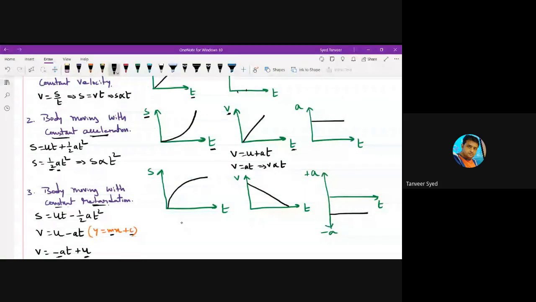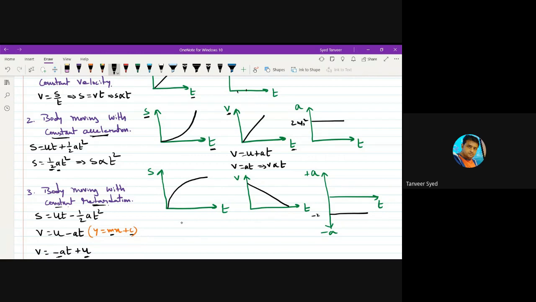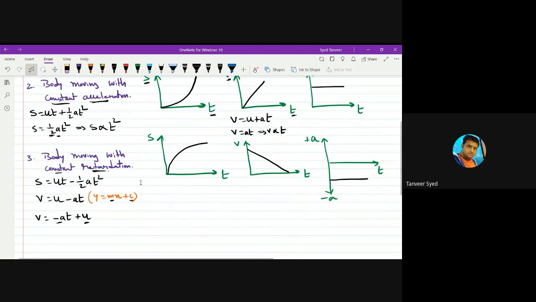Suppose a car is getting accelerated by 2 meter per second square. So this value is 2 meter per second square, constant. If the same car is getting retarded, decelerated by 2 meter per second square, then it is here. That's why you are getting the graph below the time axis, on the negative acceleration axis. These are basic graphs. Of course, depending on the situation, you get many other graphs also, but these are the basic graphs using which we can draw or understand any other graph.